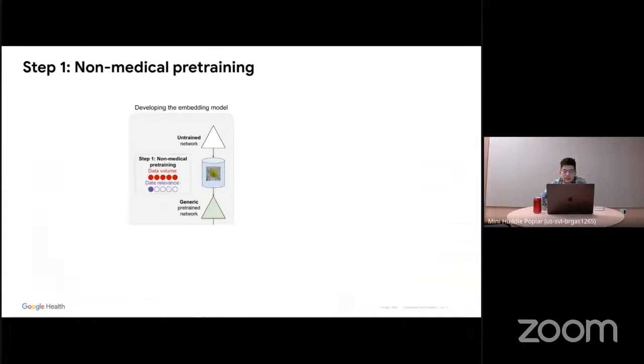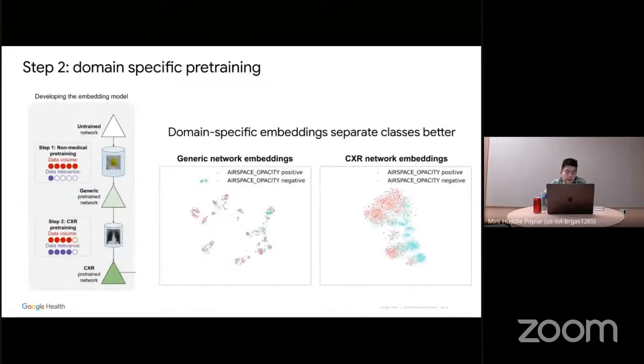Let's take a quick walkthrough on an example. So we start from an untrained CNN model and train it with a large number of images in the non-medical context, for example, ImageNet, and then we'll get a generic pre-trained network. In step 2, we want to do some domain-specific pre-training. So in this case, we have labeled chest X-ray images to feed into the model and create domain-specific embeddings.